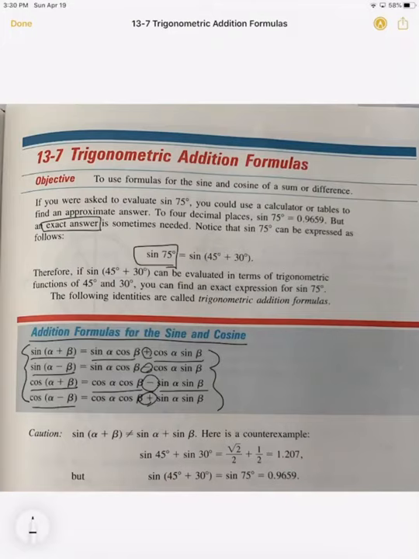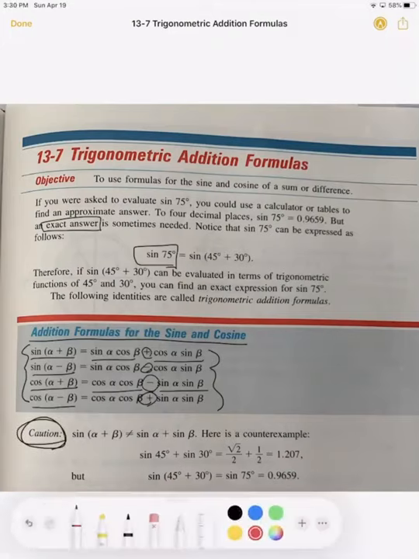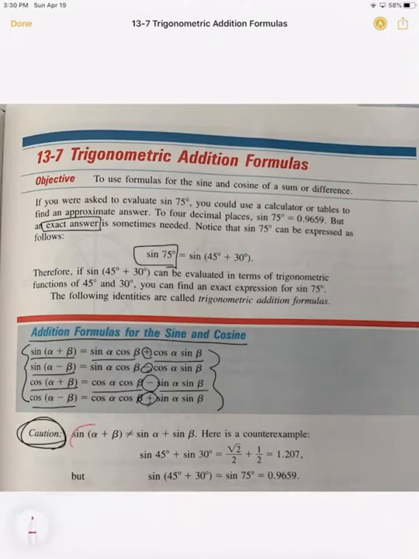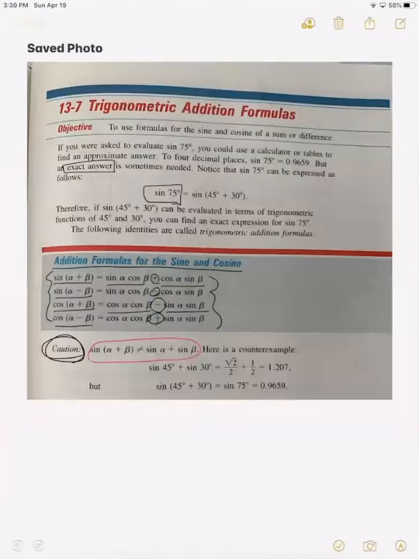Now, before we do that, let's look at this caution right here. And the caution says, let me go red for caution, the sine of the sum of 2 angles is not the same thing as the sine of the first angle plus the sine of the second angle. So just be really careful about that. That is not true.